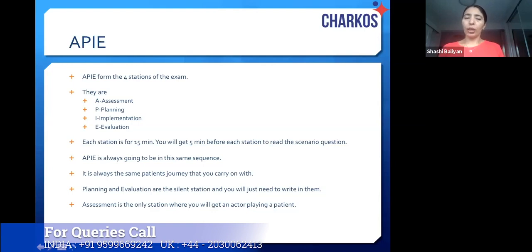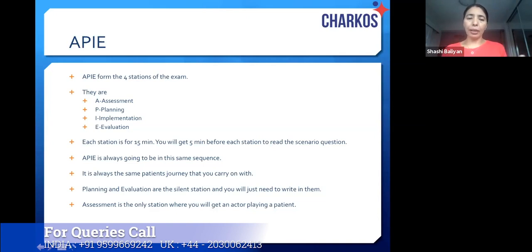Although sometimes the only change that can happen is that when you did the assessment, the patient was pre-operative. But when you are writing the care plan, they will tell you that the patient has now undergone the operation and is a post-operative patient.